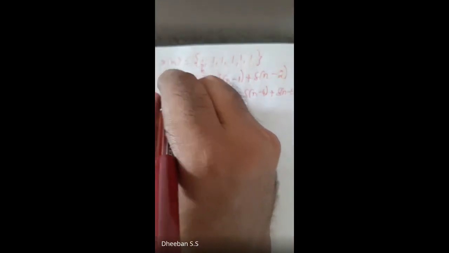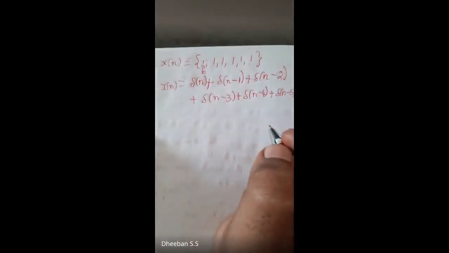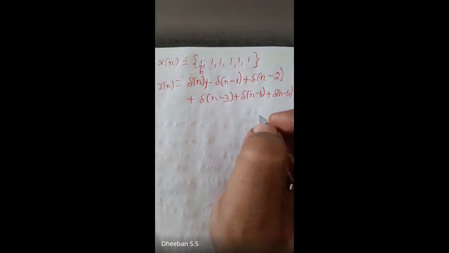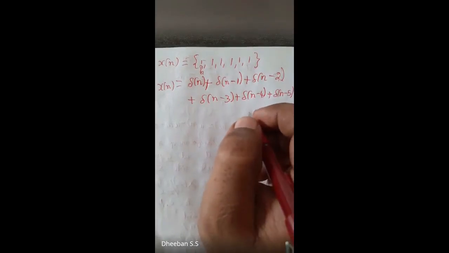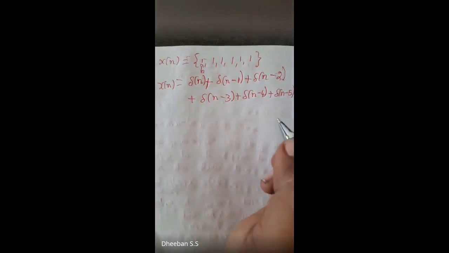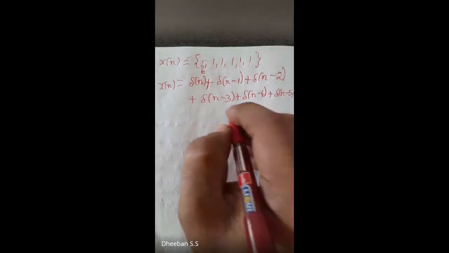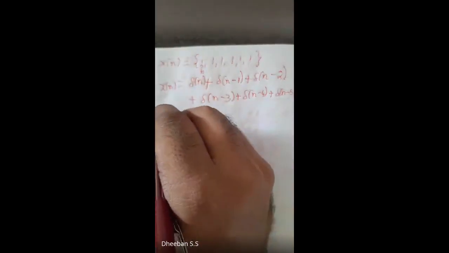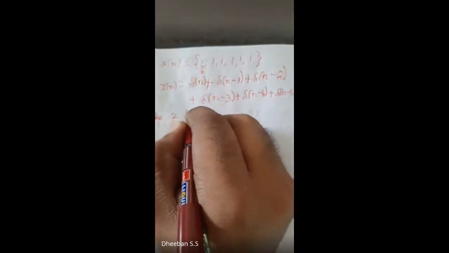For this x of n, what you have to do is take your Z transform and then apply the value of your z. So first you take the Z transform. This is step 2. Take Z transform.